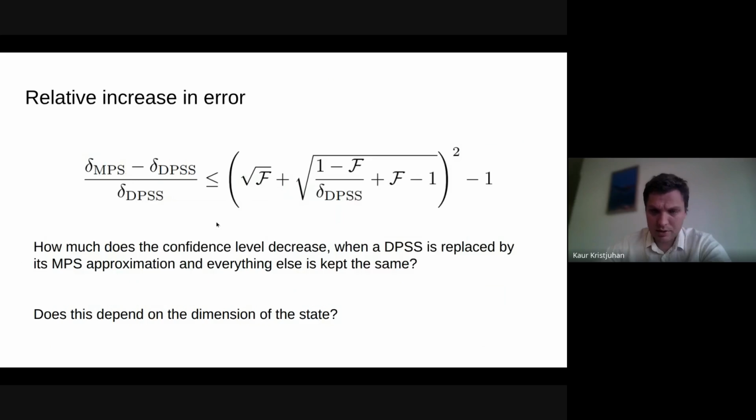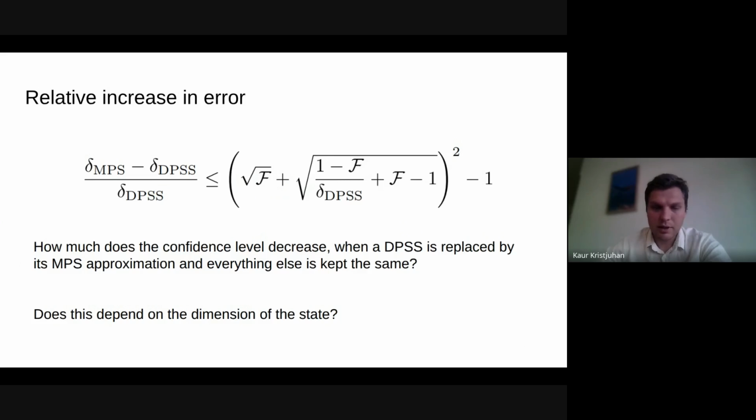But this formula here is an analytic bound, and that doesn't mean it's a tight bound. So the actual relative increase in error might be smaller than this value. And in fact, it is. But we can directly calculate what this is by comparing the states.